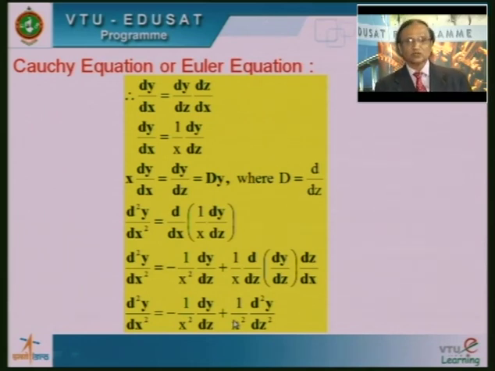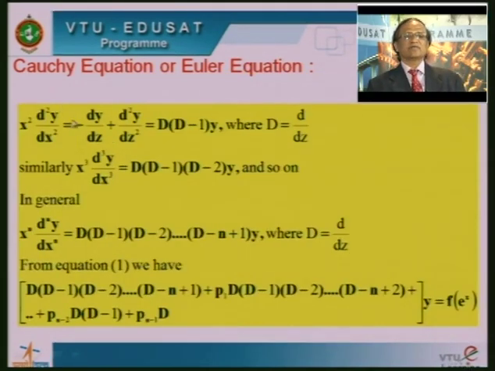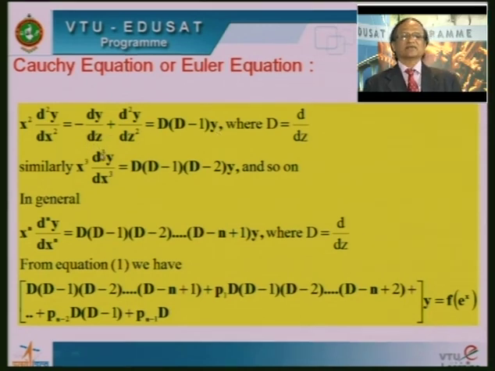So, you can obtain x square into d square y upon dx square, that is equal to minus dy by dz plus d square y upon dz square, that is equal to, it can be written as D into D minus 1 into y. Is it clear? So, d by dz is common, or d by dz can be replaced by capital D, and it becomes D into D minus 1 into y. So, the value of x square into d square y upon dx square can be written as D into D minus 1 into y.